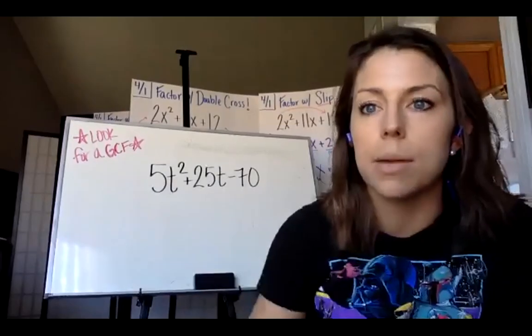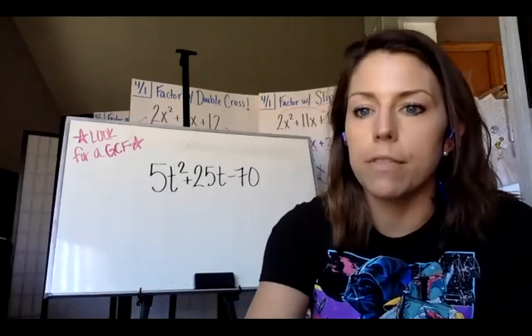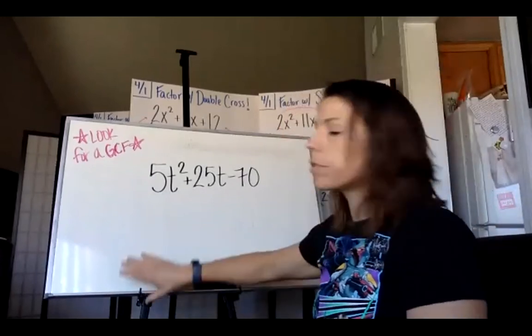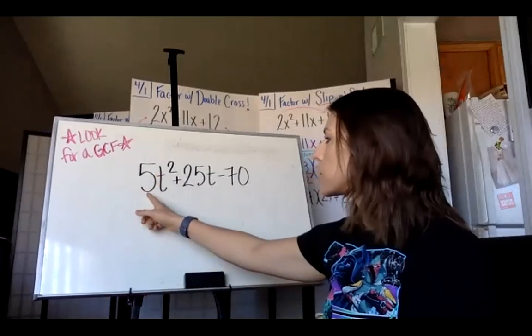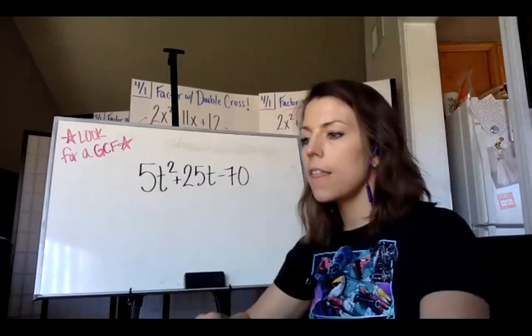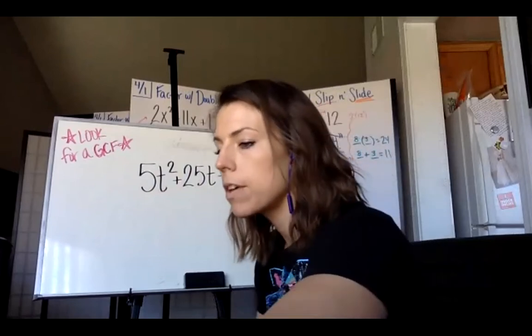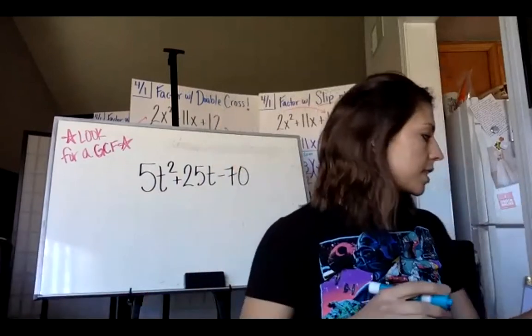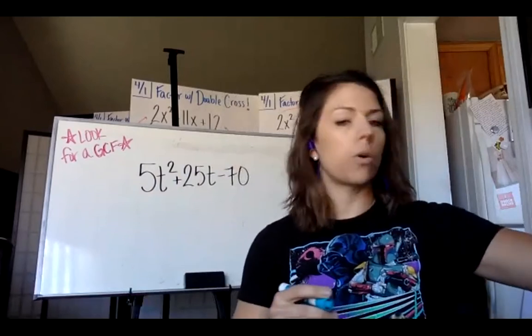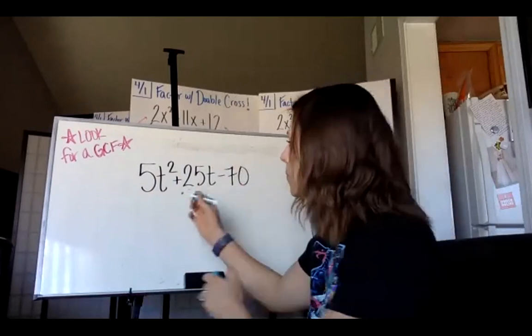This will be our last example for this afternoon. Okay, look for a GCF. As we already mentioned, 5 does go into 25 and 70. That means 5 is our GCF. So that's what we're going to factor out. So again, we are not doing slip and slide or super grouping or double cross on something like this.